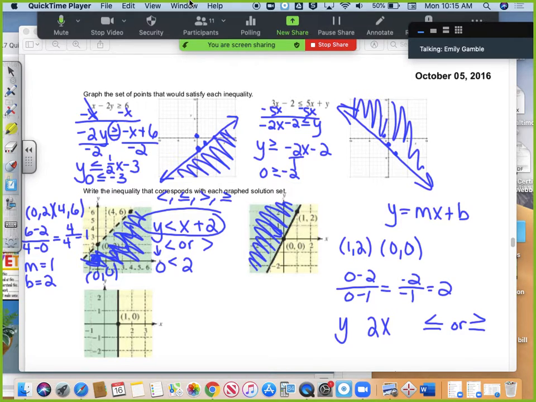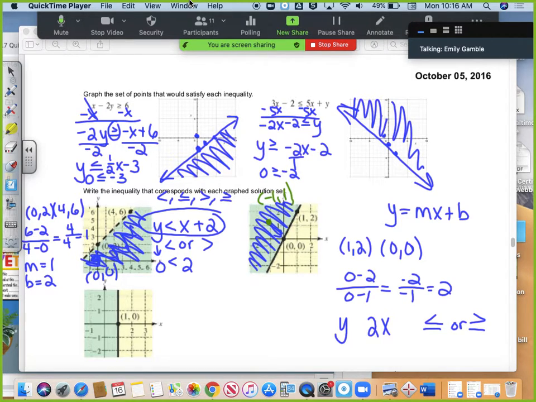I've been using 0, 0 each and every time to do this, but I don't like to ever use a point that is on the line. So sometimes things can get tricky if the point you choose is on the line. So I'm not going to choose 0, 0. I'm going to choose a different point that is not on the line. I'm just going to use negative 1, 1.